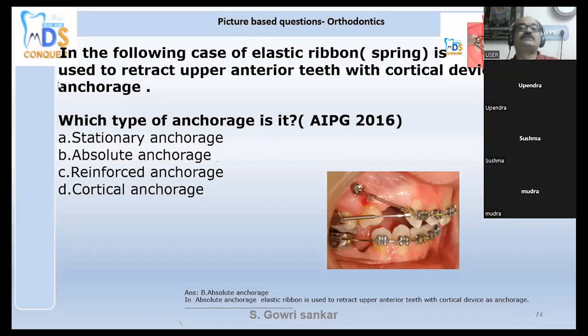When a question of this type is given, you have to take a choice because it is multiple choice, and best of the worst. You have to take a choice. So it is absolute. The meaning of absolute is that the anchor unit absolutely won't move in an unintended direction. It is intended to move the reactive units only.